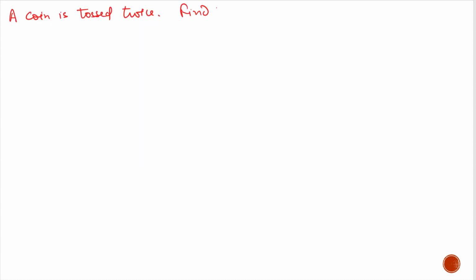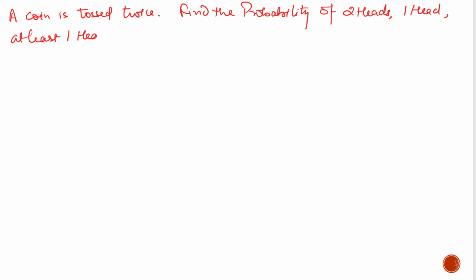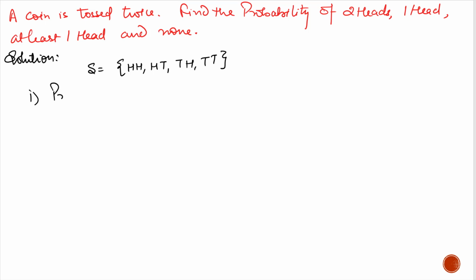Now I'm starting with the example of a coin. A coin is tossed twice. Find the probability of two heads, one head, at least one head, and no head. A coin is tossed twice, so the possible outcomes are 4. We can write the sample space: head head, head tail, tail head, and tail tail. So we have 4 events.